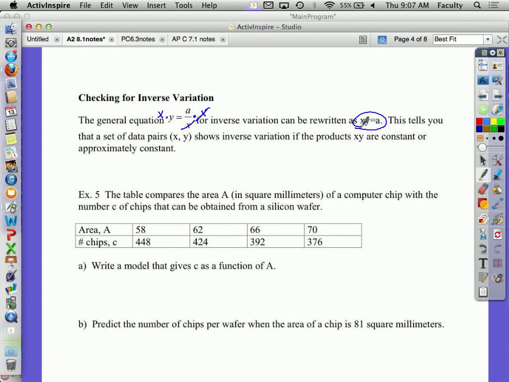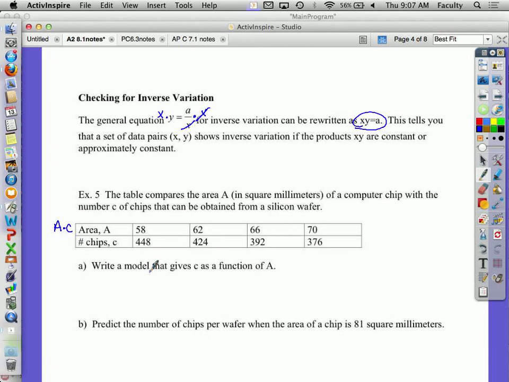So let's look at example 5 to see how this makes sense. It says the table compares the area A in square millimeters of a computer chip with the number C of chips that can be obtained from a silicon wafer. Letter A says write a model that gives C as a function of A. Well, since we're on the section of inverse variation, what we want to figure out is, is it inverse variation? So what we're going to do is take A times C.